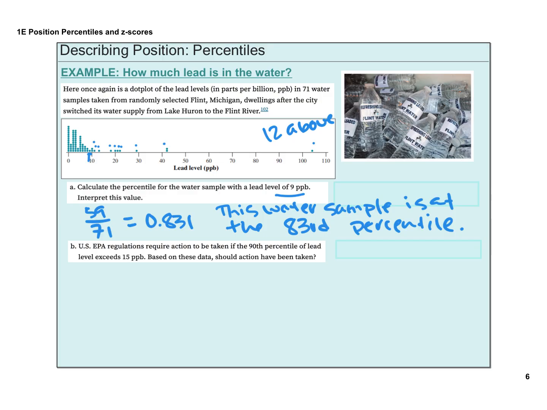Okay. And then a part B here, if we want to go backwards, it says that the US EPA regulations require action to be taken if the 90th percentile of lead level exceeds 15 parts per billion. Based on these data, should we take action?